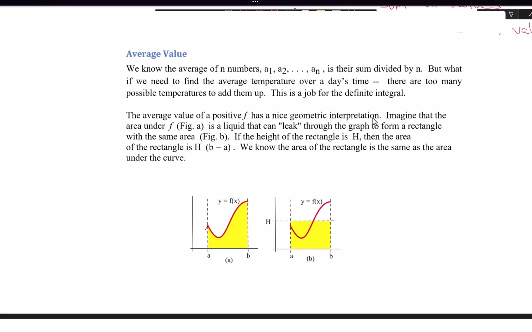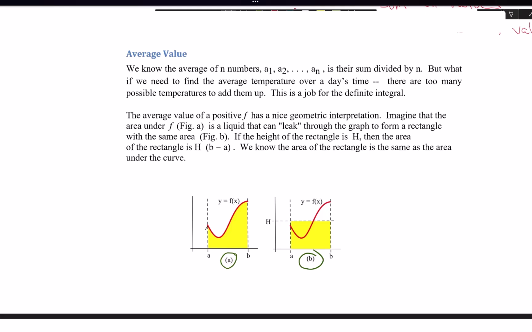The average value of a positive f has a nice geometric interpretation. Imagine that the area under the curve in figure A is a liquid that can leak through the graph and just settle. Notice in B, that's what's happening. Anything above this line that they're calling H has settled down to even out, and it evens out at H, which is the average height.